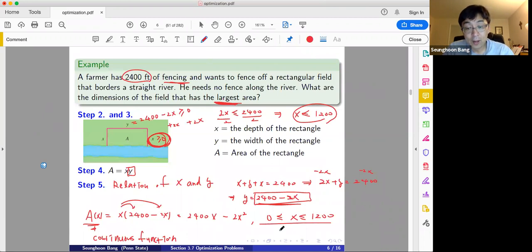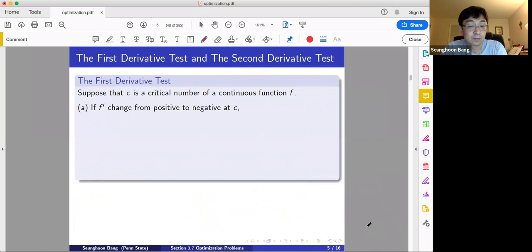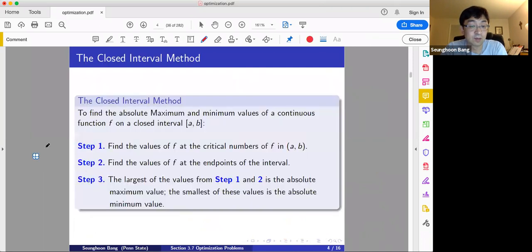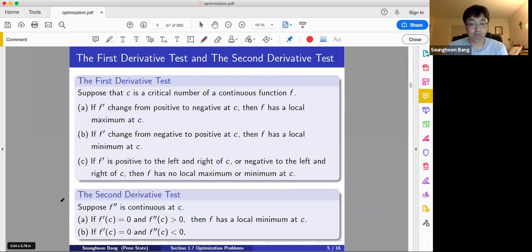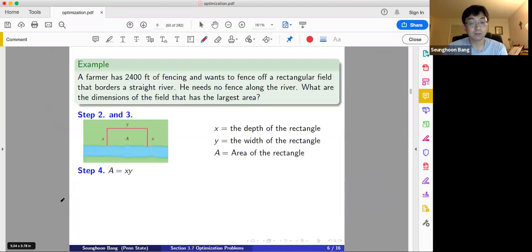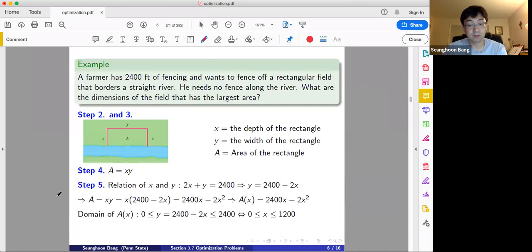What's the domain? The domain is a closed interval. I want to use the closed interval method. What is the closed interval method? Here, function f is continuous and the interval is a closed interval. I will follow 3 steps. So I can do that here.